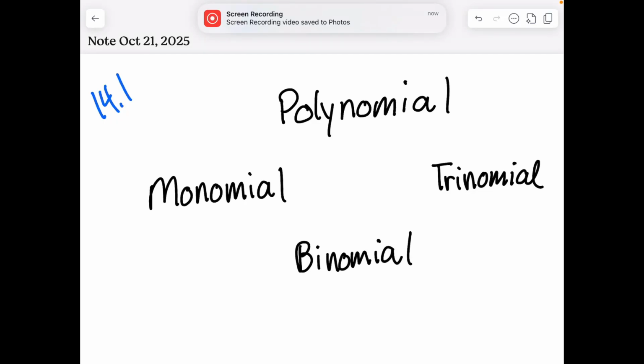Right, this is with 14.1, Understanding Polynomials. So, a couple vocab terms. Polynomials, poly itself means many, so it can be made up of many monomials, or more than one. A monomial cannot have more than one term, and it cannot have a variable in its denominator.